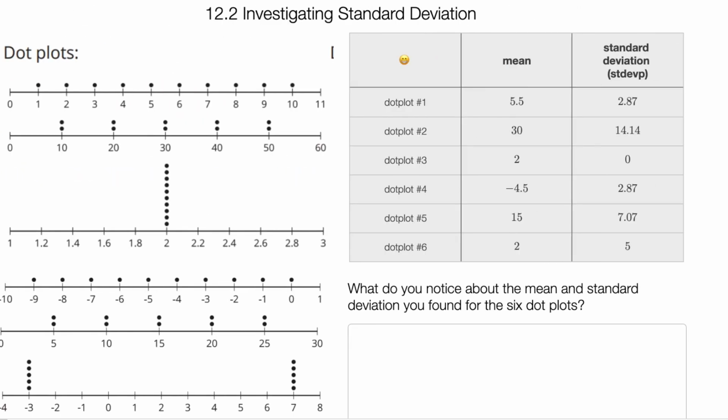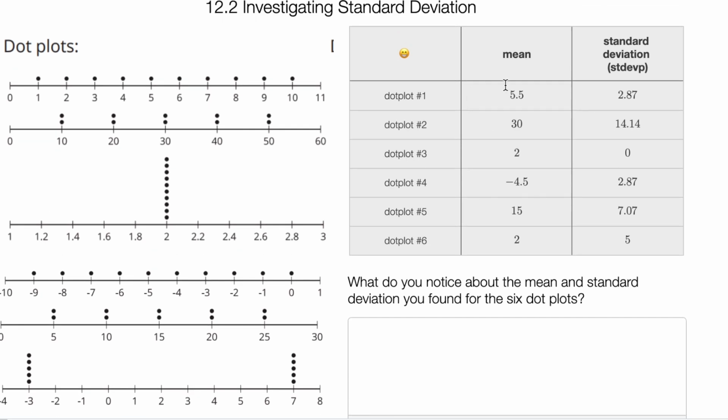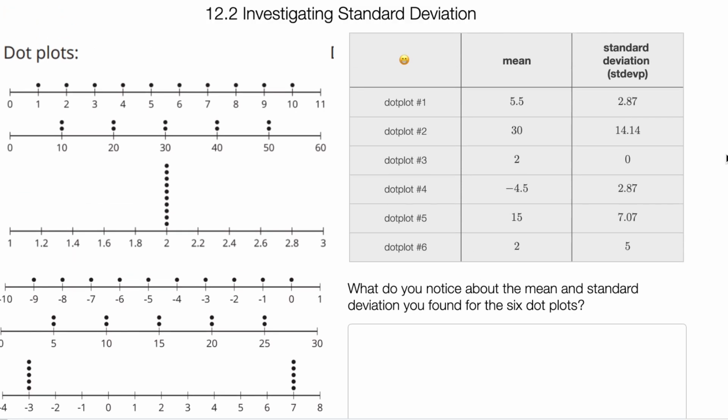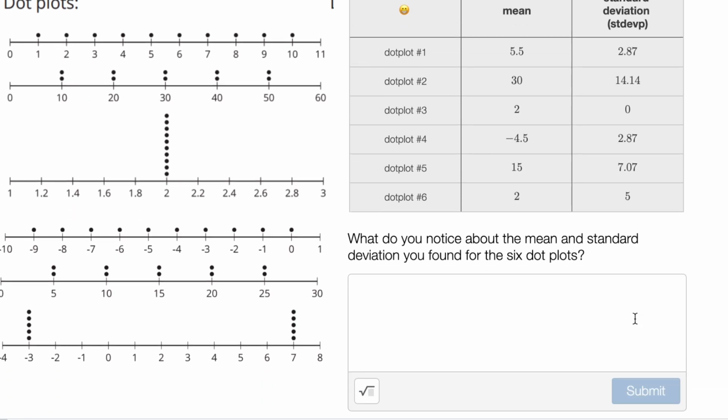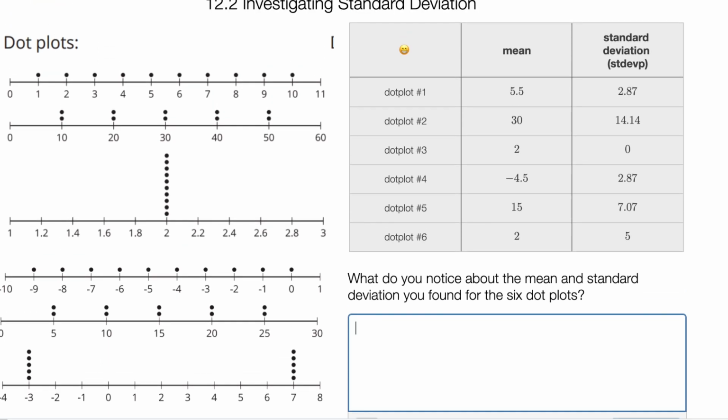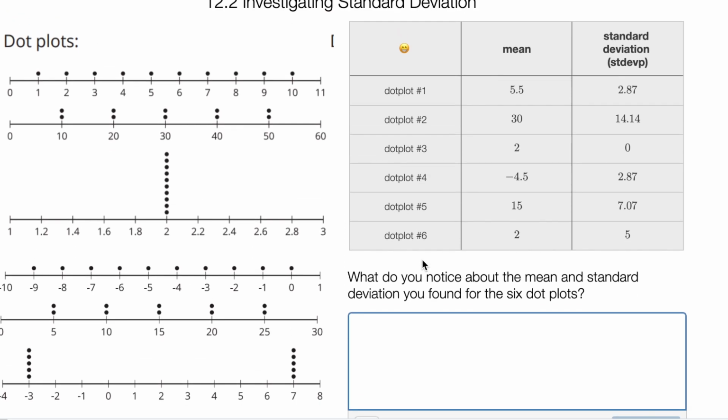Okay, so now we're on this and we have all of these where we filled in from the last part. So if you filled them all in, then they would carry over to the next screen. So what do you notice about the mean and the standard deviation you found for the 6 dot plots? Are any of the standard deviations the same? Are any of the means the same? So looking at dot plot 3 and dot plot 6, you had the same mean of 2.